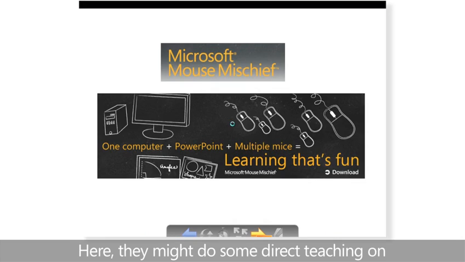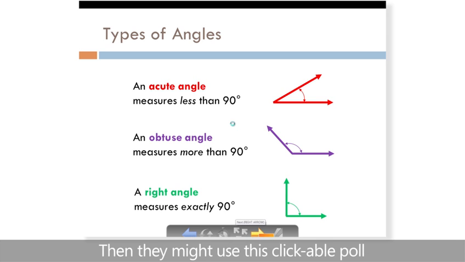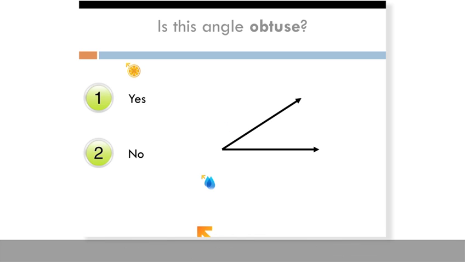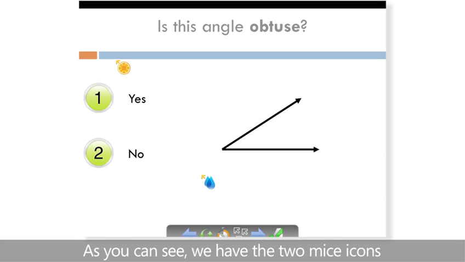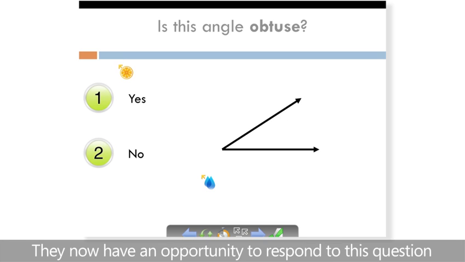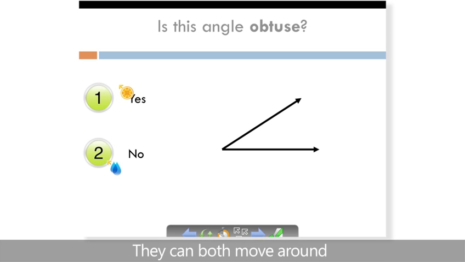Here, they might do some direct teaching on types of angles and move on to the next slide. Then they might use this clickable poll to test the students' understanding. Here's where the true interactivity begins. As you can see, we have the 2 mice icons that we established earlier as 2 students in our class. They now have an opportunity to respond to this question as to whether this is in fact an obtuse angle. They can both move around and navigate towards the answer that they would like to select.